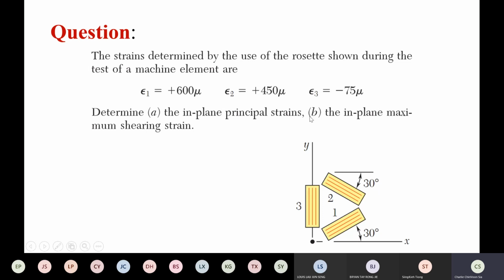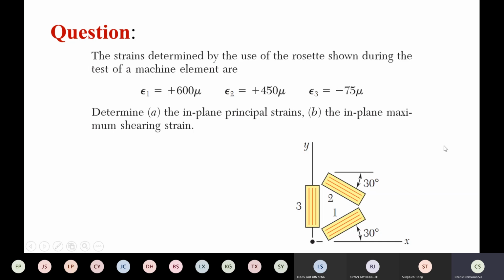Right, maybe I will explain later on. For strain gauge number 3, it is 90-degree with the value negative 75 micro. Micro means times 10 to the power of negative 6, but you can leave it in micro. Just assume it's a symbol, a prefix. Just leave it in micro.